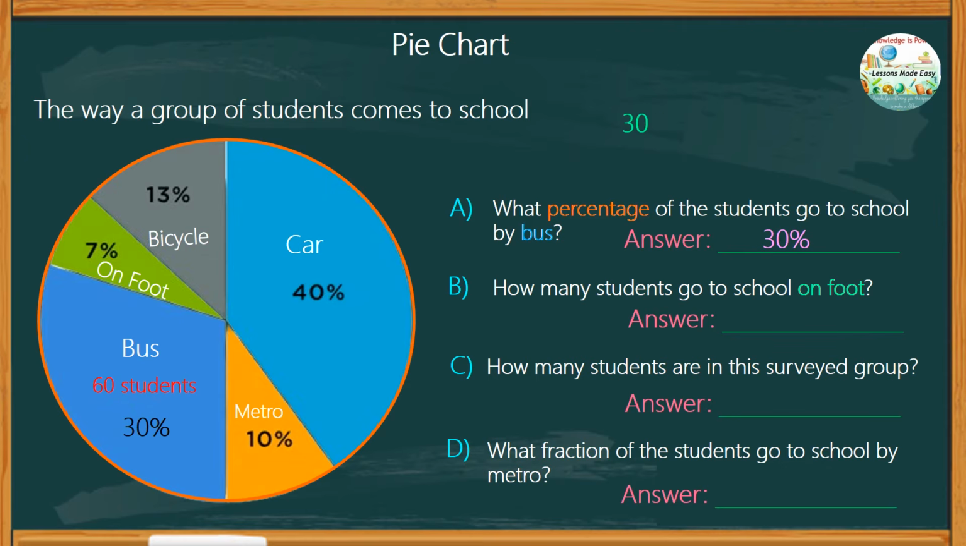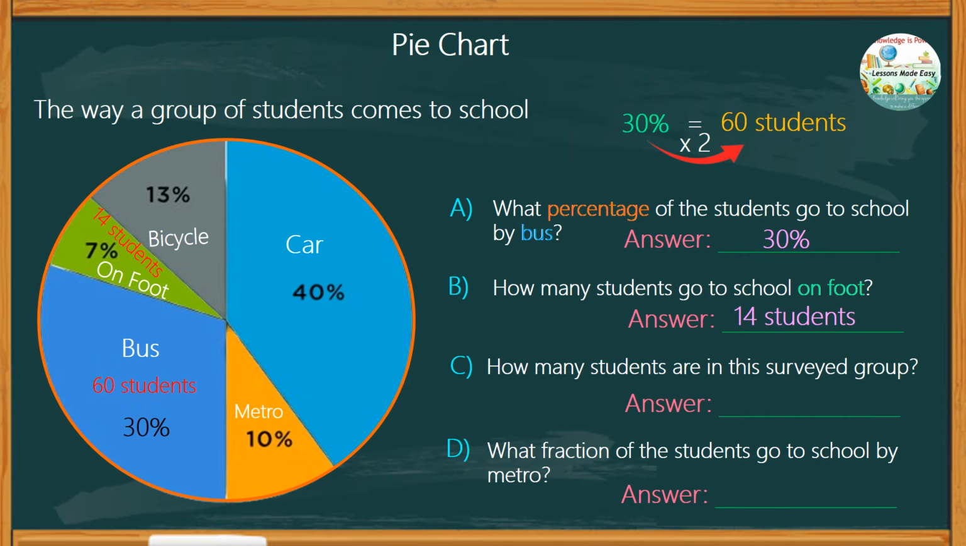30% of the students who go to school by bus is 60. So look at the relationship between the percentage to the number of students. From 30 to 60, the number in percentage is just multiplied by 2. It means if 7% of them go on foot, that would be 14 students.